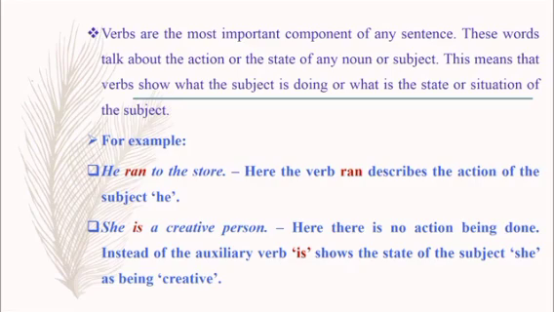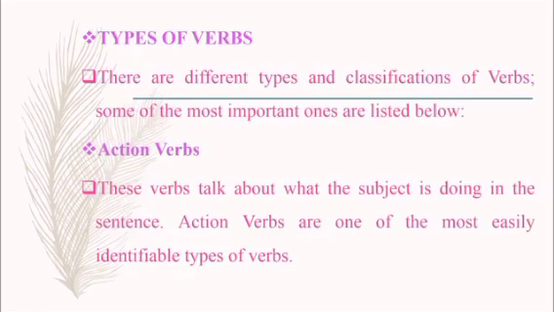The next example sentence is, she is a creative person. Here, there is no action being done. Instead, the auxiliary verb is shows the state of the subject, she, as being creative. Next, we are going to see types of verbs. There are different types and classifications of verbs. Some of the most important ones are listed below.